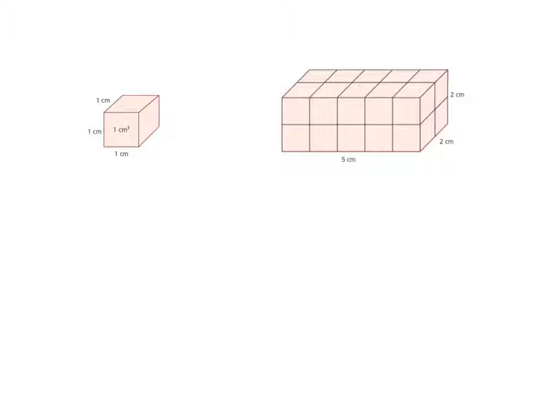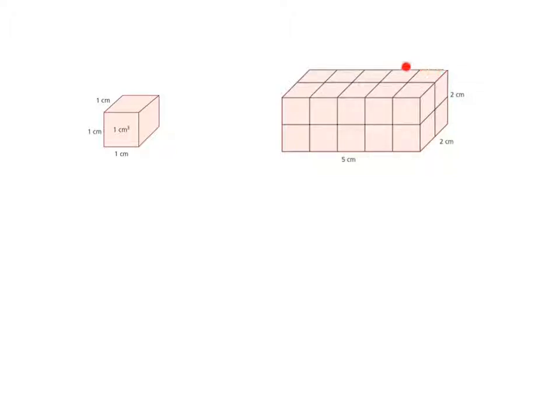Okay, so here we have a little cube, and the cube has 1 centimeter in here, 1 centimeter in here, and 1 centimeter in here, and its volume is exactly 1 centimeter cubed, or to the power of 3. And you need to remember, the volume is always in units cubed, or to the power of 3.